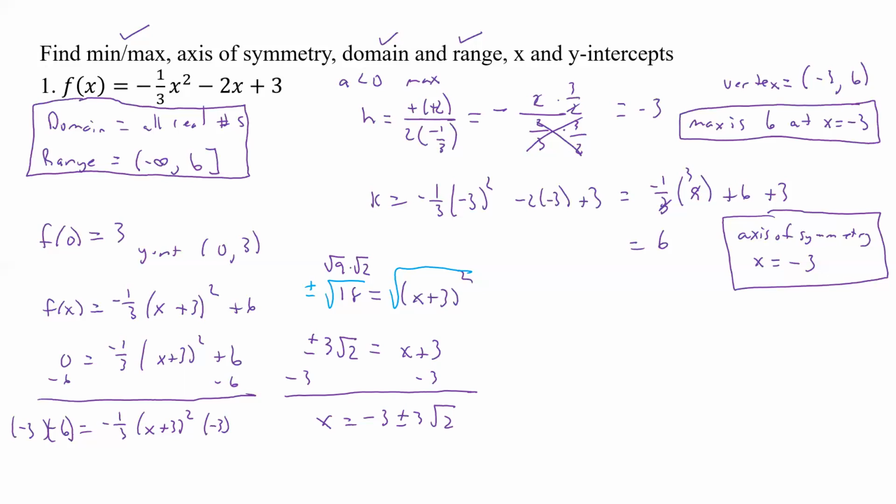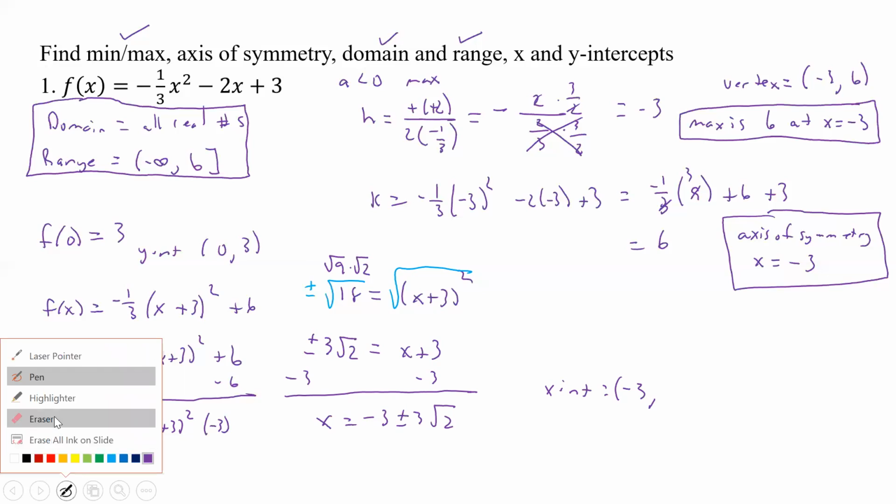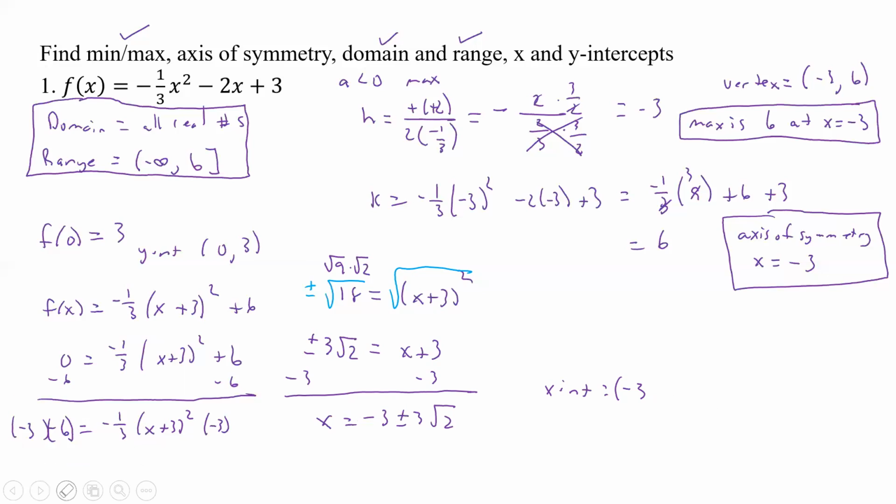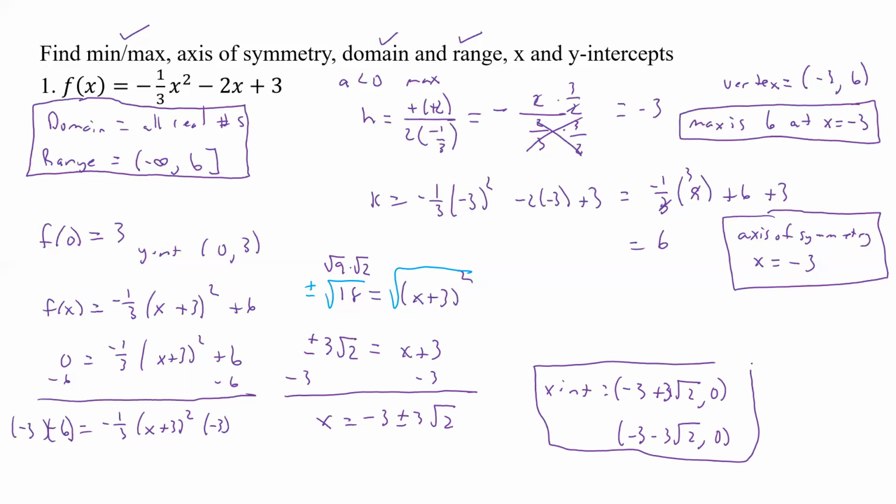All right. So now we've got our answer. So our x-intercepts are (-3 plus 3 square root of 2, 0) and (-3 minus 3 square root of 2, 0). And so those are our two intercepts.